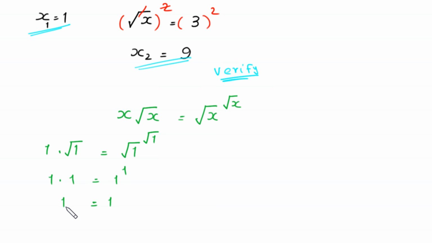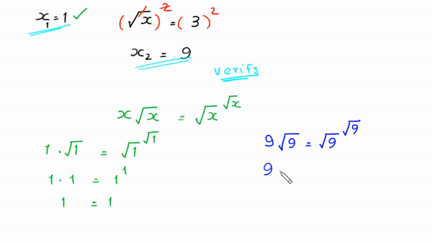You can see that left hand side is equal to the right hand side. So it is proved that this value of x, 1, is a valid solution. Now we verify this second value of x, 9. We put this value of x, 9, in this equation. Value of x is 9 times square root of 9 is equal to square root of 9 to the power square root of 9.